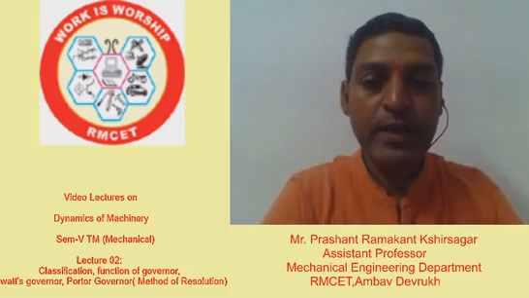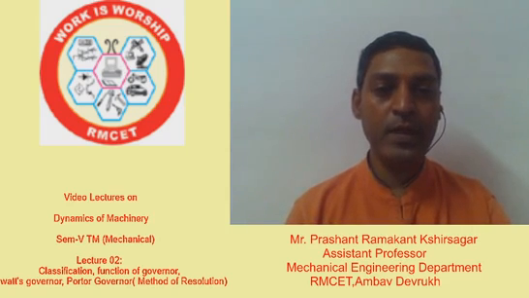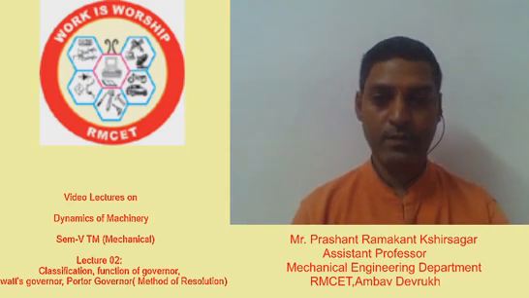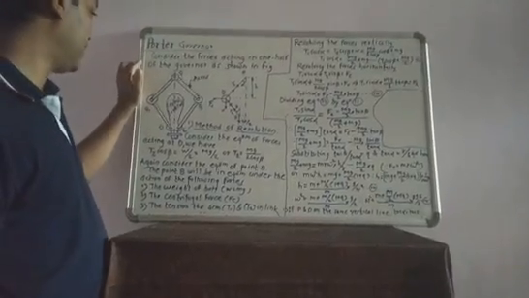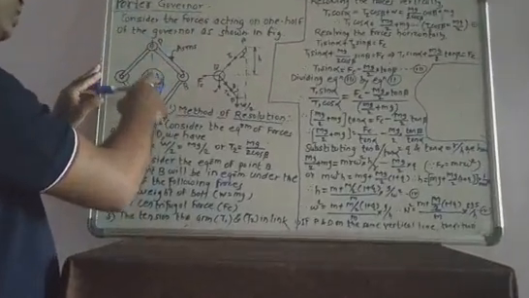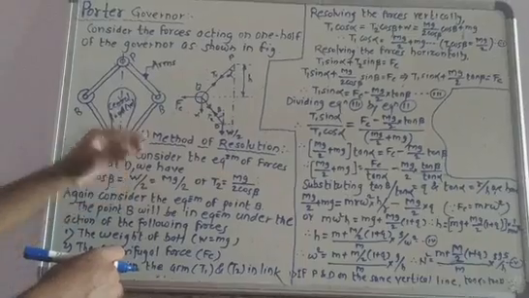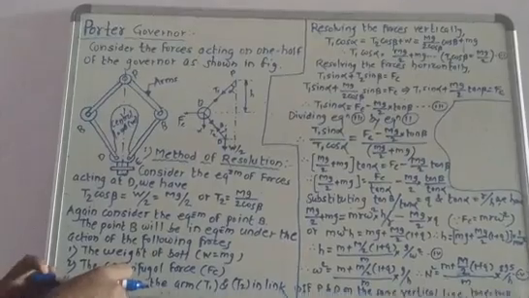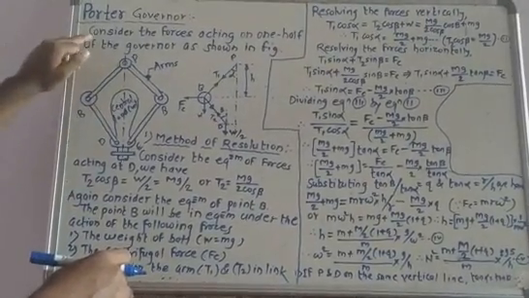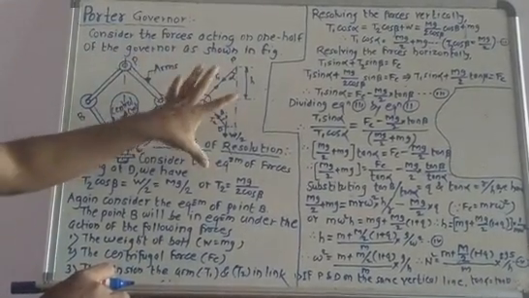Now we'll move towards the next part of this lecture, that is analysis of Porter governor by using method of resolution. Porter governor is the modification of Watt governor. Here the central load is kept on this sleeve so that the fly balls come to the predetermined level quickly. Here for doing the analysis, consider the forces acting on one half of the governor as shown in figure.